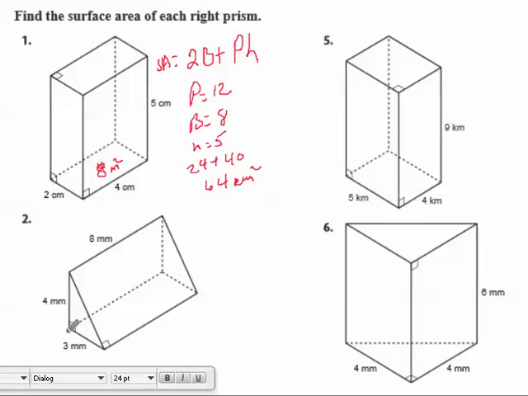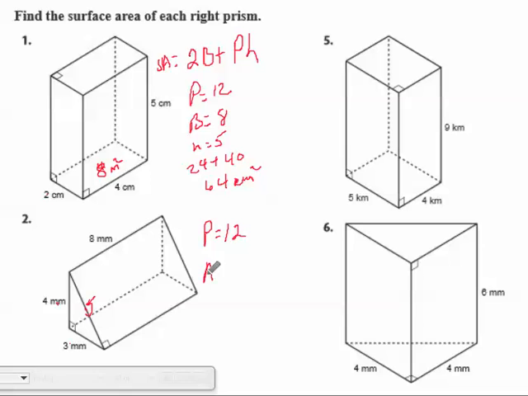Okay, second one down here, it's the triangle. I'm going to need this side length here, and it's 3 squared plus 4 squared, that's 9 plus 16, that's 25, and the square root of 25 is 5. So this length here is a 5. I'll need that to figure out the perimeter. My perimeter in this situation is 3 plus 4 is 7 plus 5 is 12.